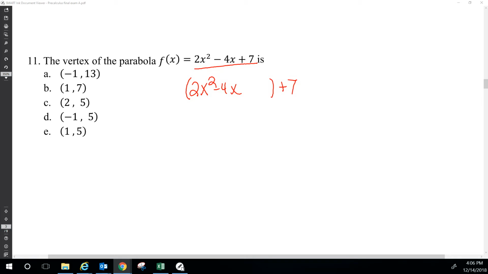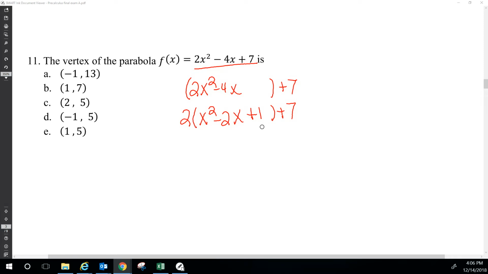And then I'm going to factor out what's in front of this, which is a 2. So I'm going to pull the 2 out. I've got x squared, and 2 times negative 2 would give me negative 4. And now it's set up to where I can complete the square. To complete the square, I take my middle term, divide by 2, and square it. So negative 2 divided by 2 would be negative 1. Squared would be 1. But if I add 1 inside there, I'm going to subtract it out here.